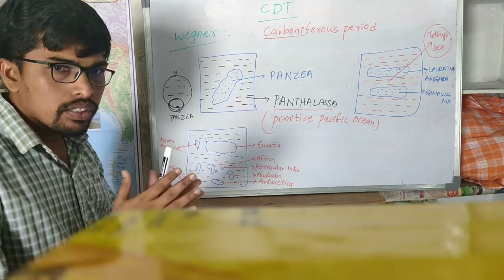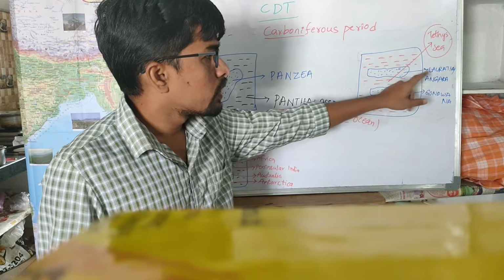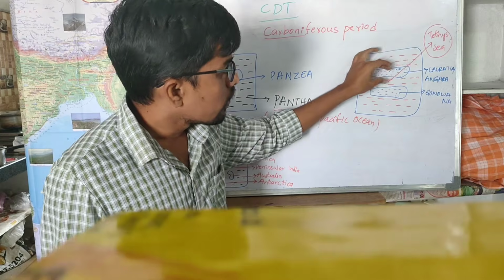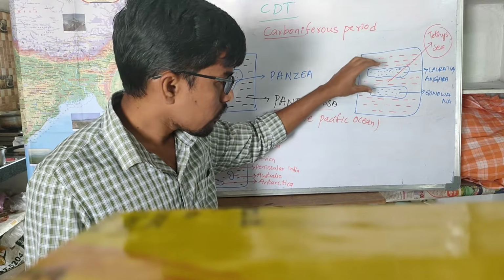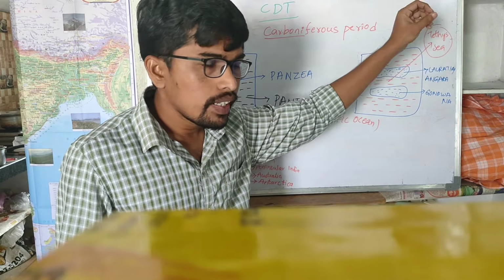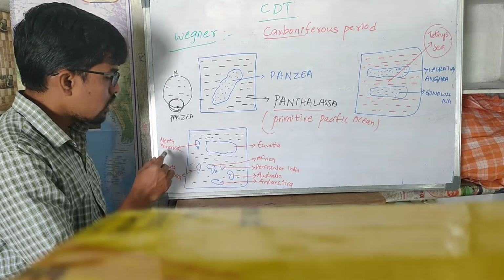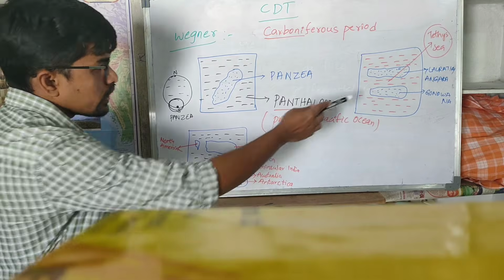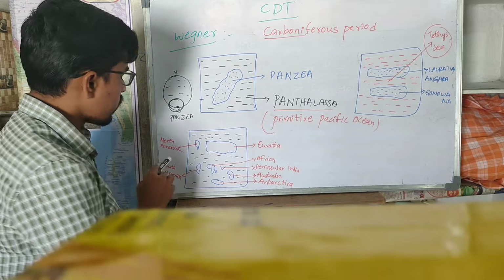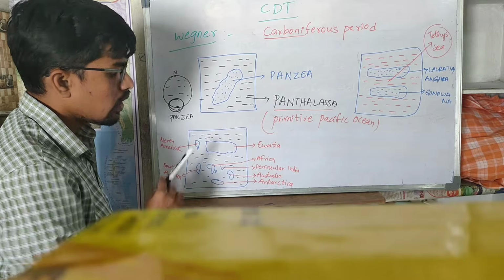The breaking of the continents has started, and Pangea is divided into two parts. One is Laurasia, and the second one is Gondwana land. At this time, the middle area became the Tethys Sea, which became the origin of the Tethys Sea. Later, Laurasia is again divided into North America and Eurasia. Gondwana land is again divided into some of the continents present in the southern hemisphere, which are South America, Africa, Peninsular India, Australia, and Antarctica.